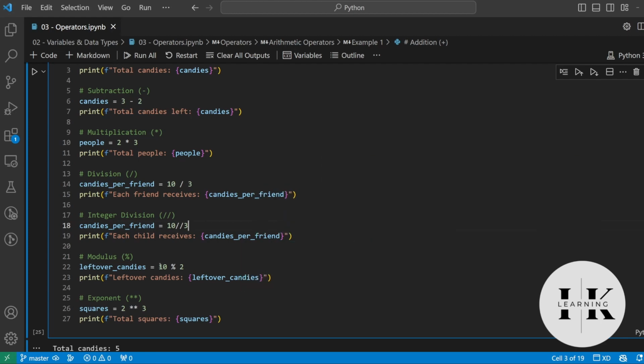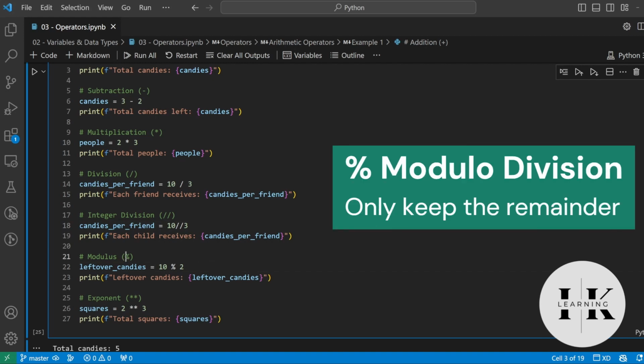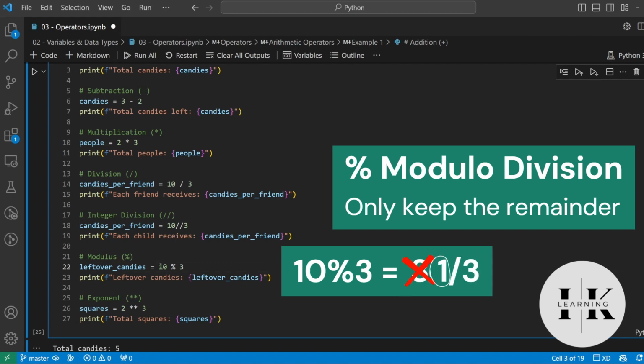On the other hand, we have the exact opposite. We have the modulus. The modulus, we use a percentage sign. So if, for example, I have 10 candies and I'm splitting them between 3 friends, then it means that I have 1 remaining candy. So what we're going to be receiving from the modulus is 1. That means that we have 1 leftover candy.